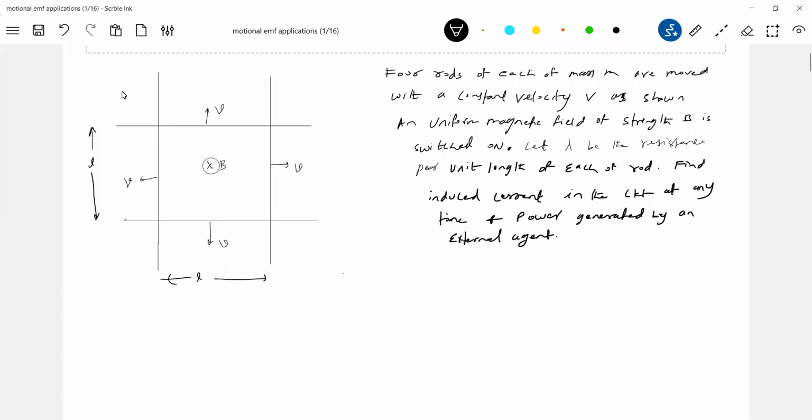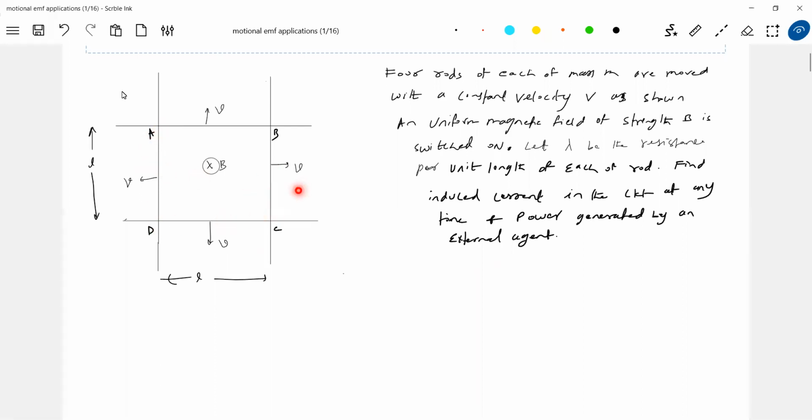This will be the loop here. So let me give the points A, B, C, and D. The intersection of the rods here will make a loop. At present, what is the area of cross section? It is L square, as given.